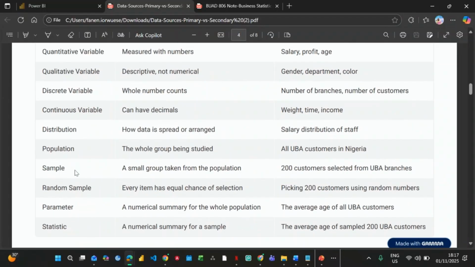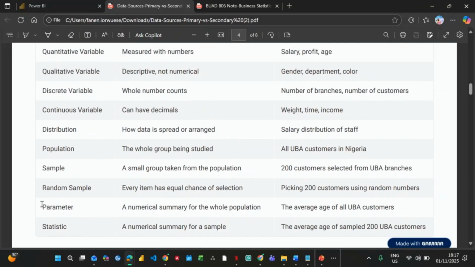So you have a sample. A sample is a small group taken from the population, just like taking 200 customers selected from the UBA bank. That means they have other customers, but they have selected those 200 to make some calculation. Let's assume the whole customer base the bank has is about 2 million. That is their population. Inside the population, we are taking a sample, which is 200 from the 2 million. Do you understand? So we have the random sample, where every item has an equal chance of being selected. I think by the next module we are going to look at sampling.